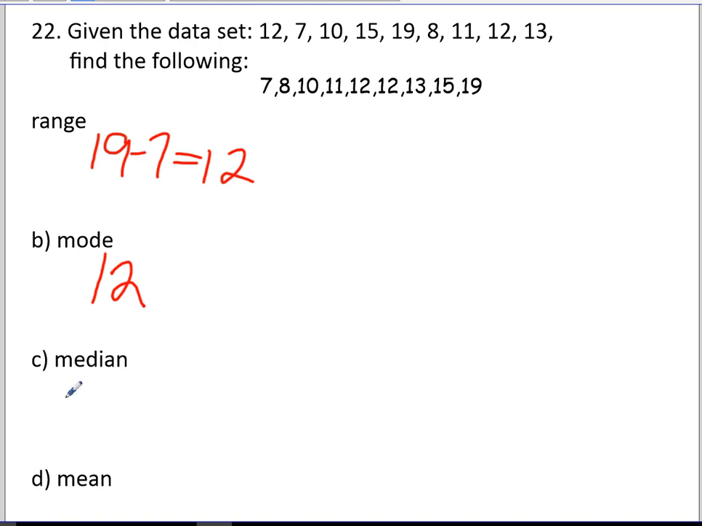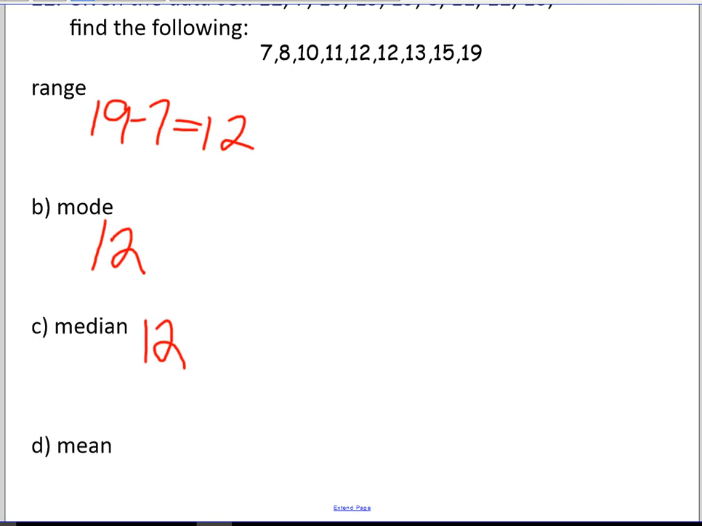Median is our middle number, and since there's an odd number, it will be one of the numbers in our data set. We said that there were 9 numbers, so we're looking for the 5th number, so there'll be 4 on either side. So 1, 2, 3, 4, 5 gives us 12 again. Wouldn't it be funny if the mean was 12 as well?